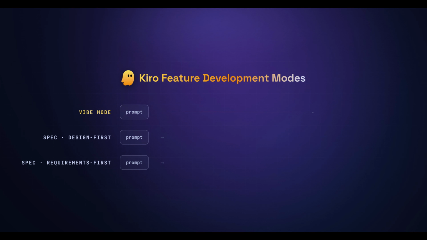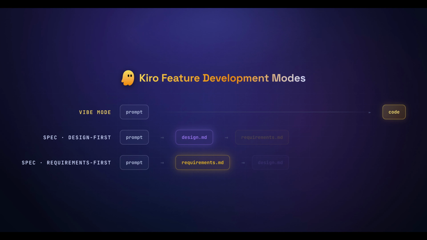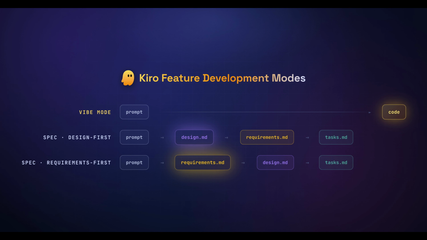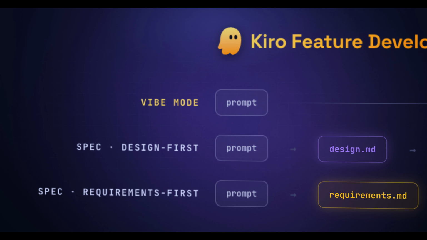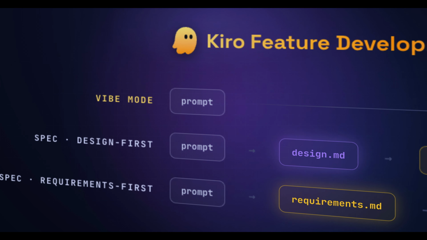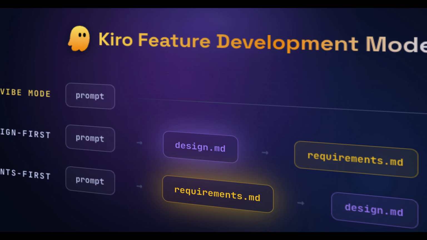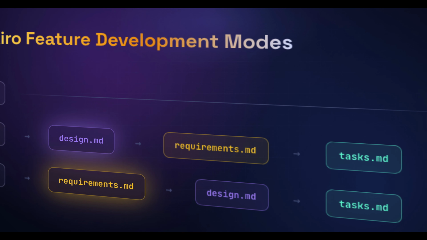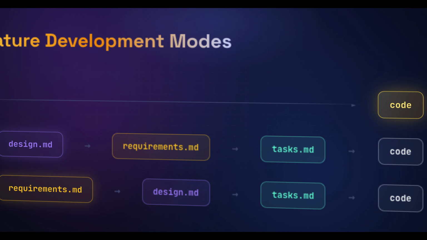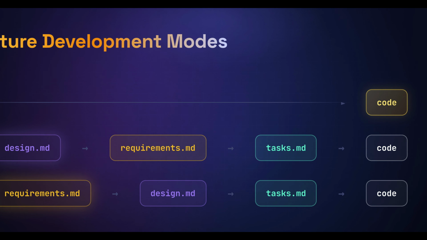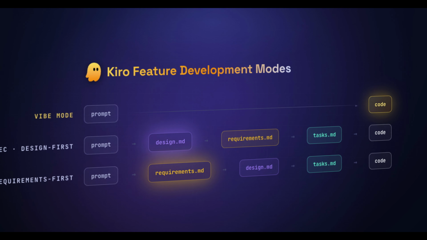Kiro offers 3 feature development modes. 2 spec mode variants, requirements first and design first, generate planning markdown before any code is written. Vibe mode skips all that and goes straight from prompt to code. Kiro's docs say to use spec mode for complex features and vibe mode for quick prototypes. I tested whether that holds when you already have a detailed spec.